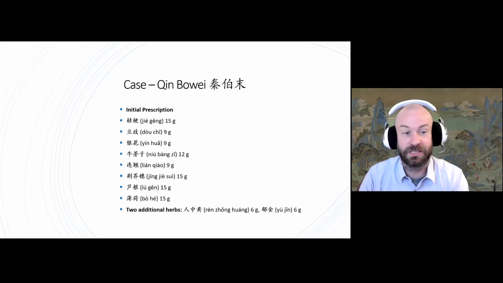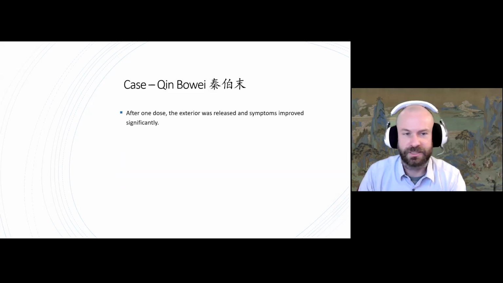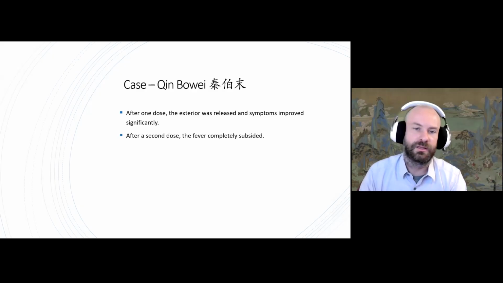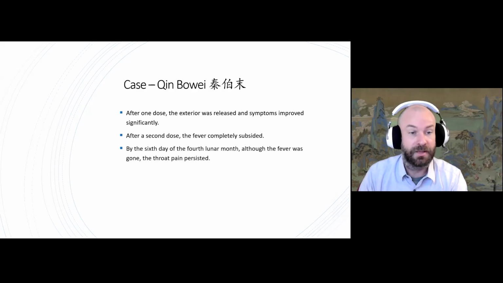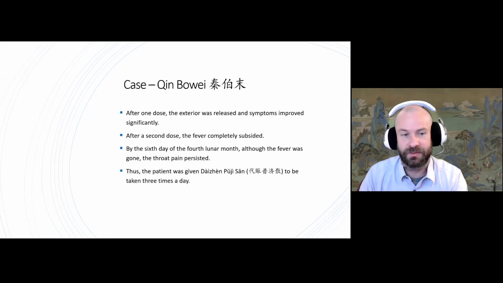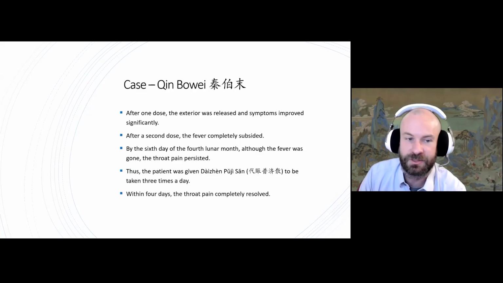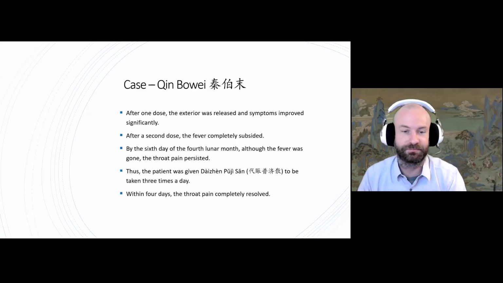So what is this formula? Jiegeng, Douchi, Jinyinhua, Niubangzi, Lianqiao, Jingjie, Lugen, Bohe. Those are the main core herbs from Yinqiao Sǎn, and then he has another two herbs, Renzhong Huang and Yujin, added to it as well. He says after one dose, the exterior was released and the symptoms improved significantly. After the second dose, the fever completely subsided. By the 6th day of the 4th lunar month, although the fever was gone, the throat pain persisted. Thus, the patient was given Daijen Pujisan to be taken 3 times a day. Within 4 days, the throat pain had completely resolved. I'm not sure what's in that formula myself.